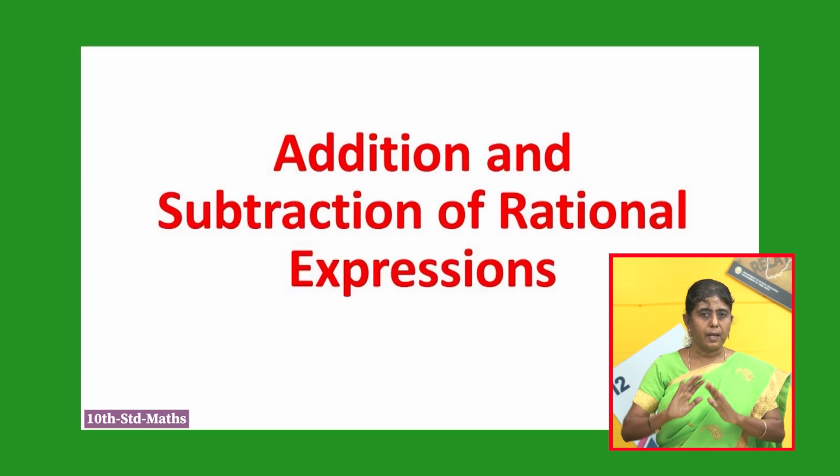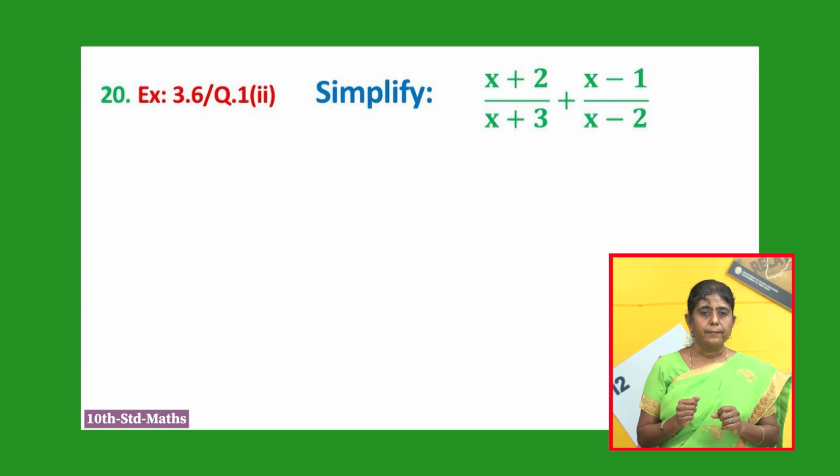Addition and subtraction of rational expressions. We are seeing the 2 mark questions only. A simple idea: how to add or subtract 2 rational expressions. When you see this type of question, first we have to check the denominator factors. Both the denominators have different factors, x plus 3 and x minus 2, that you are seeing now in the question.